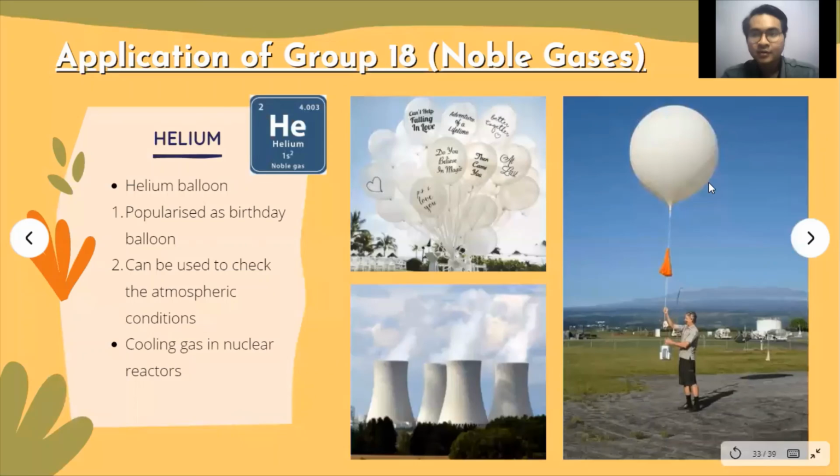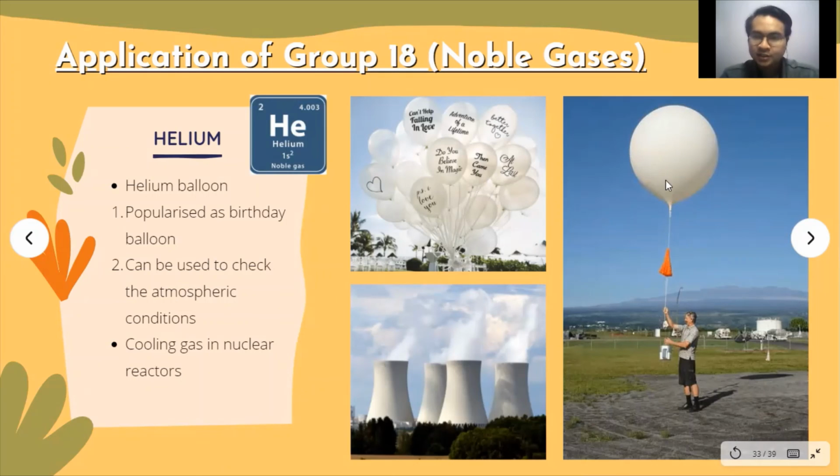Hello everyone, now we are going to talk about application of group 18. The first element that we are going to discuss is helium. With helium, we can make a helium balloon. We can use it normally as a birthday balloon, or we can also use it to check the atmospheric condition. This works because helium is less dense than air, so it can float to the atmosphere and check the atmospheric condition.